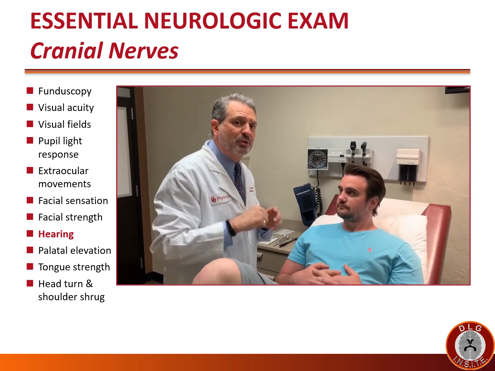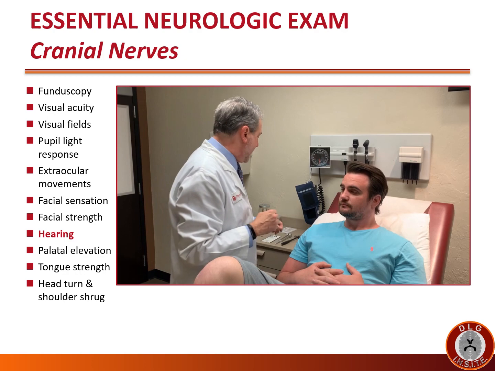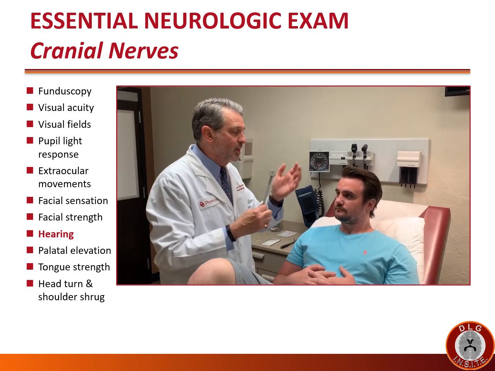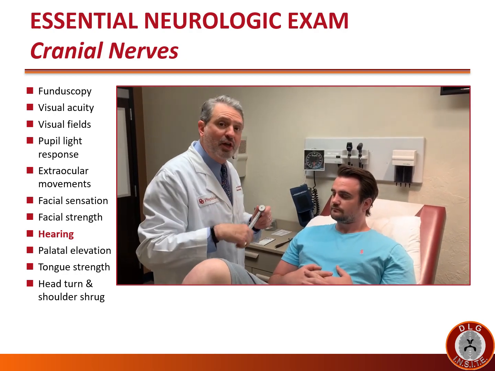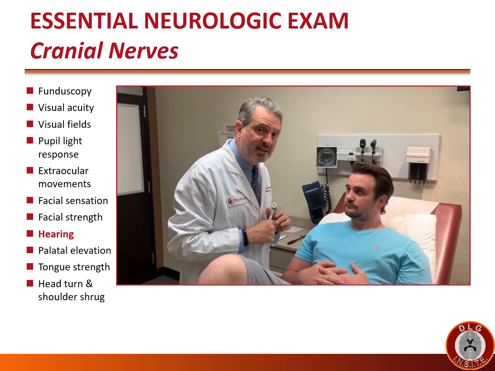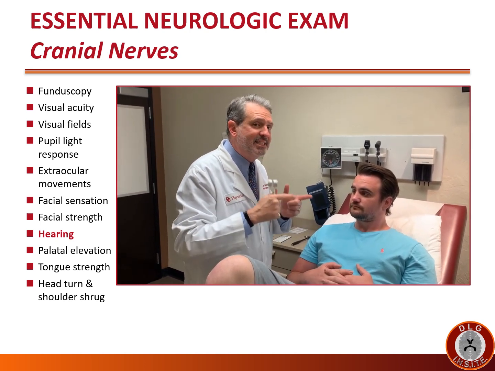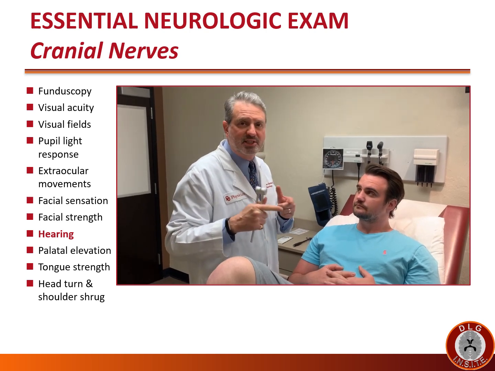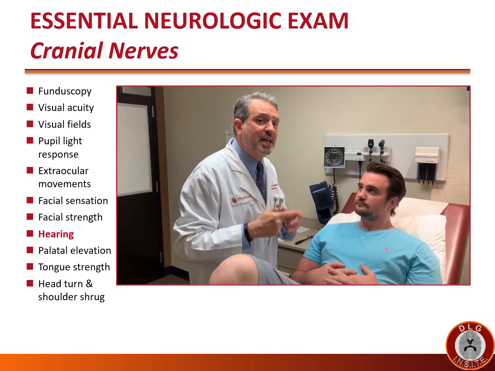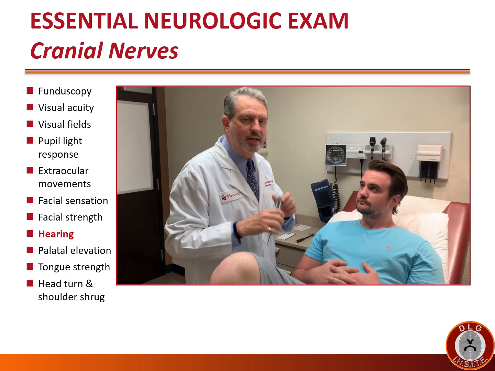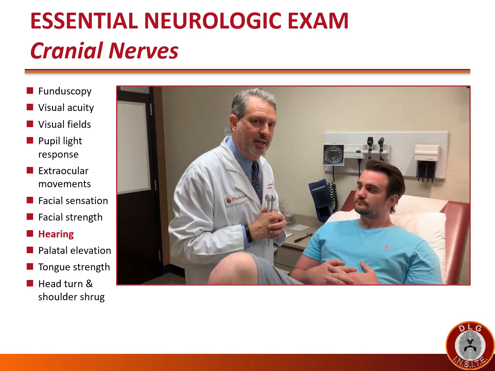Now, some people would teach you to also do the Weber and Rinne test, where you use a tuning fork and you assess it on the forehead or behind the ears. Those are excellent tests, but not in the essential neurologic exam. That is if someone has a symptom of hearing loss or hearing symptoms such as ringing in the ears, tinnitus. Then you would do Weber and Rinne. You don't have to do it on the essential neurologic exam.